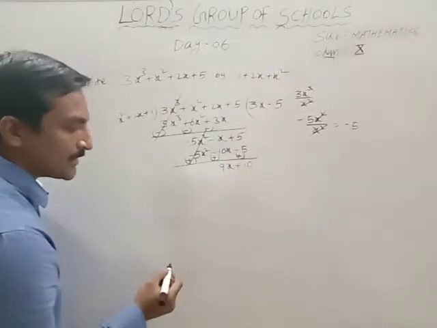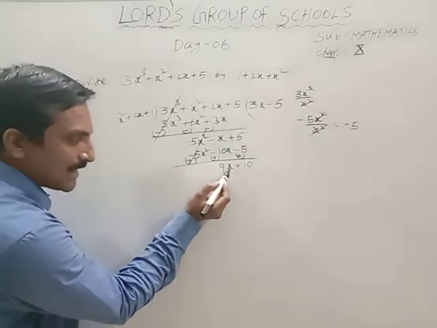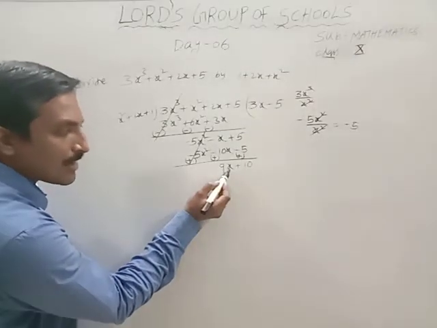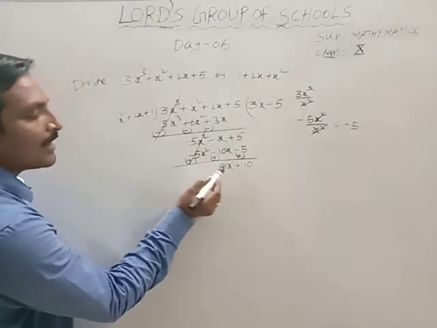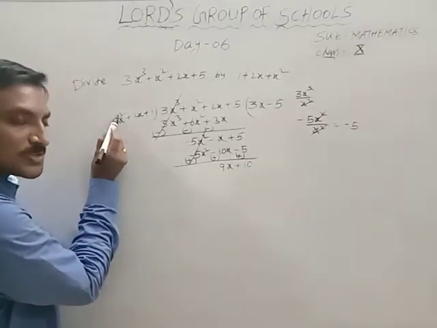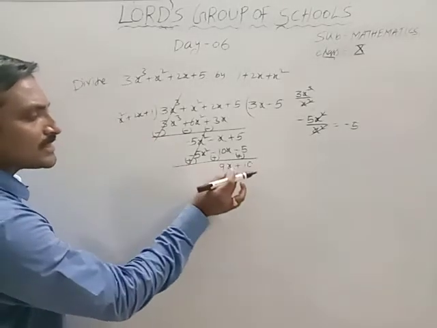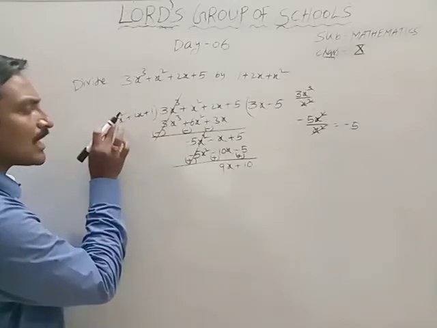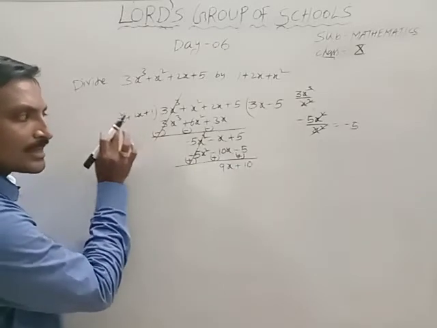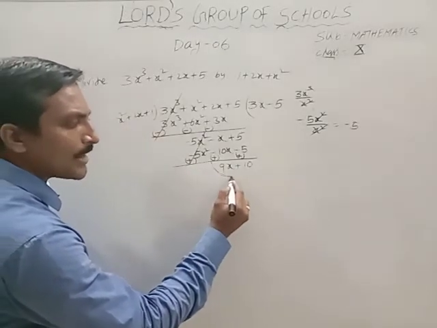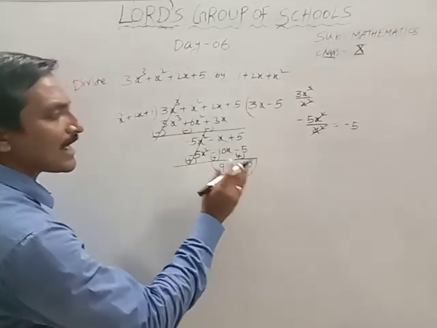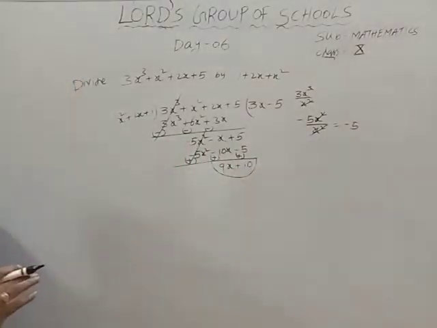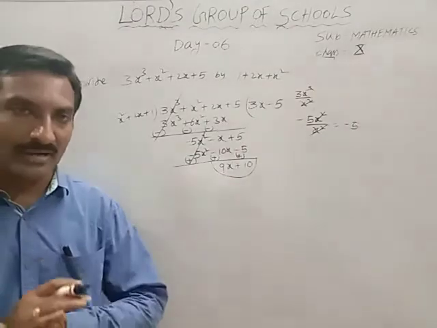Now you have to observe what you get. The degree of this particular term is 1, and the divisor degree is 2. So if this degree is less than the divisor degree, at that time the division is completed. This only acts as the remainder.